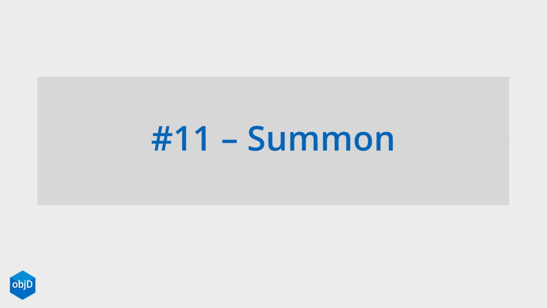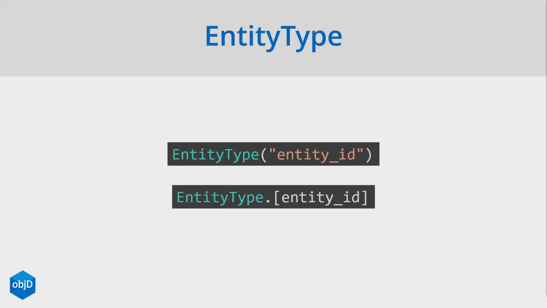We already took a look at how to select an entity. Now let's take a brief look at the Summon widget and how objD realizes the summon command to create new entities. First off, objD gives you this utility class called EntityType. You can just insert the entity ID into the constructor here, or you can use some constants for each entity type. So you can use EntityType.sheep, EntityType.zombie, and all other entities, for example.